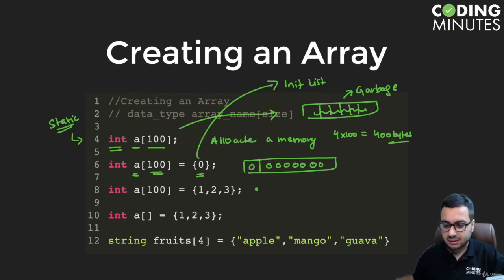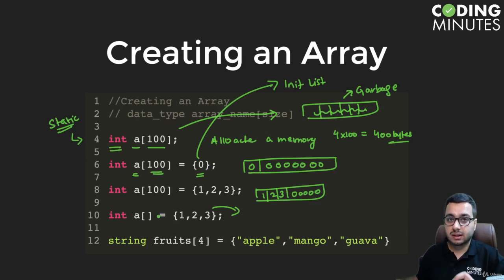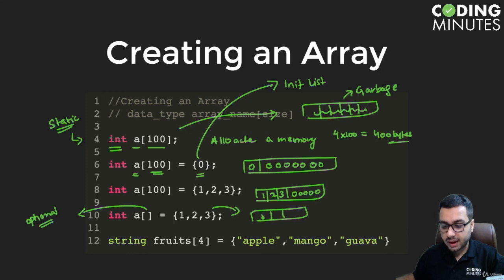What will happen in this case? We have given 3 elements in the initialization list, so we would have 3 elements whose values are 1, 2, 3, and the remaining elements would be 0 automatically. And what would happen in this case? In this, you can see we have not defined the size of the array. If you are given the initialization list, then defining the size is actually optional. You will have an array of size 3 in which we have 3 elements: 1, 2, 3.